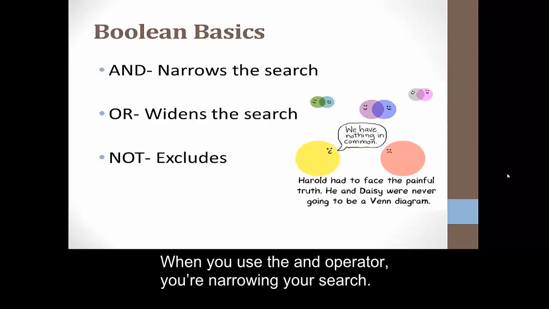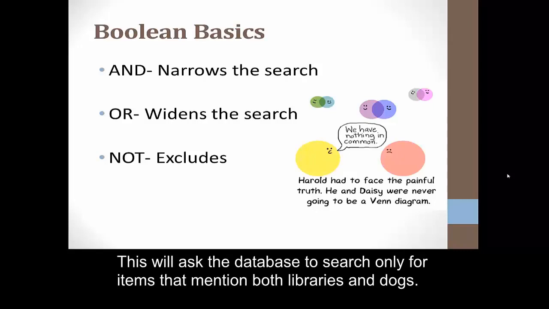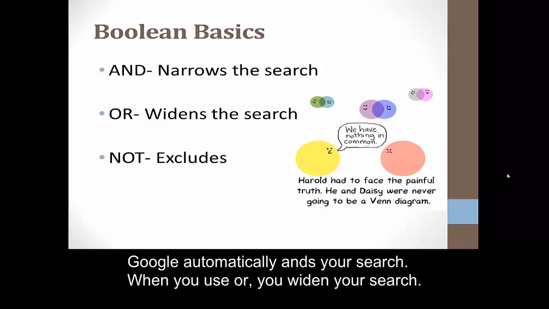When you use the AND operator, you're narrowing your search. You use AND with terms that are not similar, like libraries and dogs. This will ask the database to search only for items that mention both libraries and dogs. Google automatically ANDs your search.